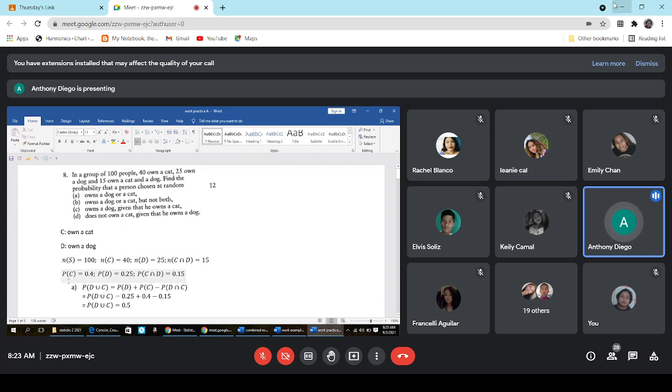Since it is out of 100, we can write the probability of these as a decimal, or we could use a fraction. So the probability of those that own a cat is 0.4. How do we get 0.4? It's 40 over 100. And those that own a dog will be 25 over 100, which is 0.25 or a quarter. And then those that own a cat and a dog, the probability of that is 0.15. We divide the 15 also by 100. So let me pause a minute there before we continue.